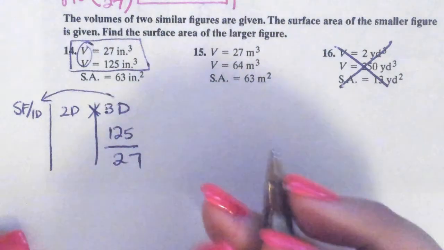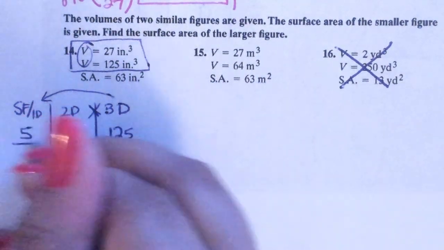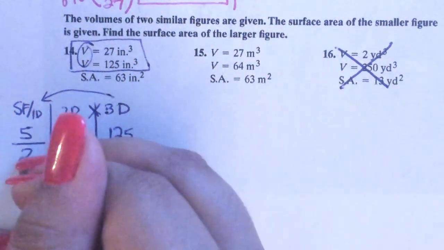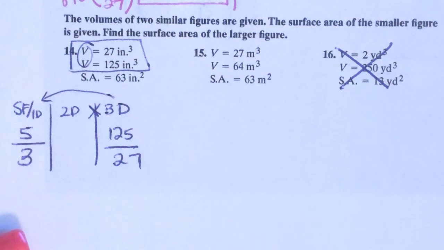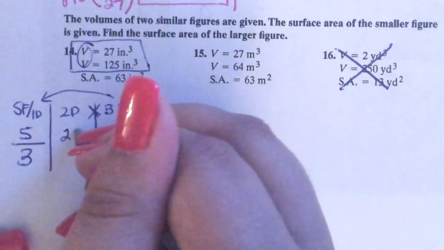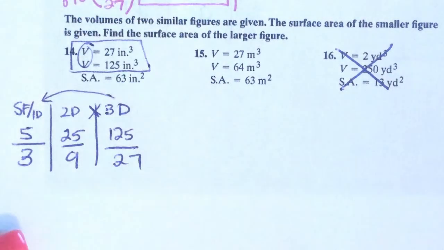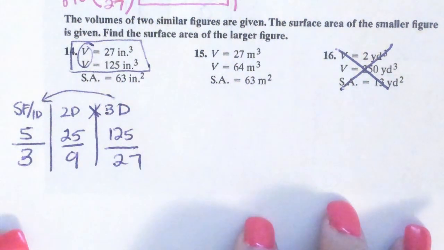What's the cube root of 125? And the cube root of 27? You're going to learn those numbers real quick, just because we'll be doing them so much. Sam, you with me? Okay, now what do I have to do? Square them, and so I get 25 over 9. What do I do with this?